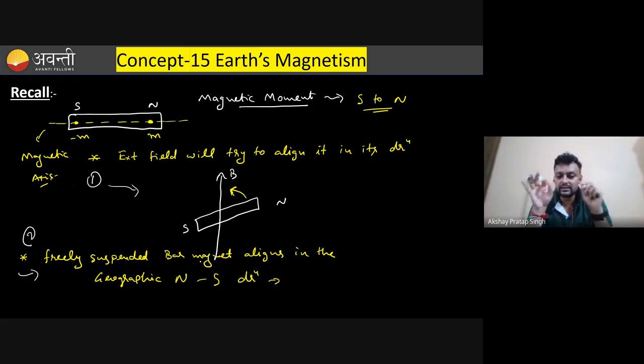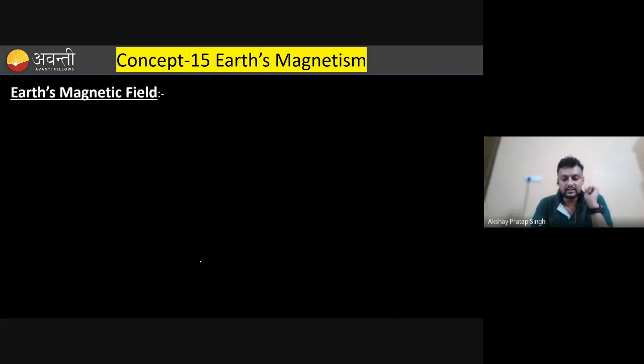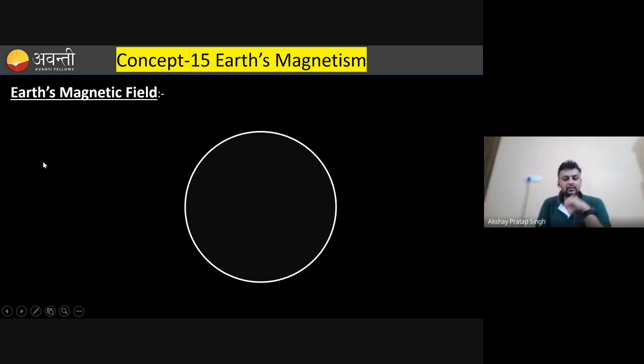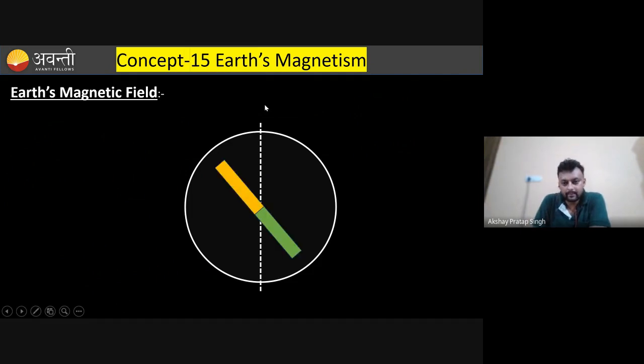I hope this point is clear to you. Now, our Earth behaves as a bar magnet. So, look at the other slide. Let's suppose this is our Earth. And for the location, you can see this is our North Pole. This is our South Pole. These are the geographical North Pole and geographical South Pole.